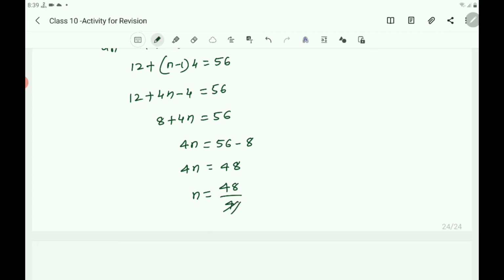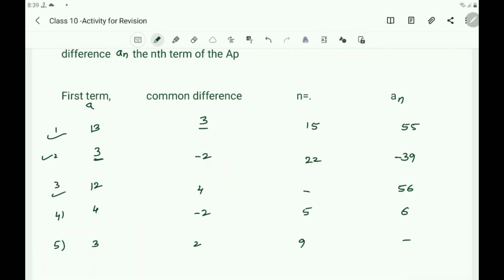So 4 ones are 4, 4 threes are 12. Then you got n equals 12. It is the value of n you got, that is 12. So you write n equals 12 here. That is the box, the blank that you have to fill up.